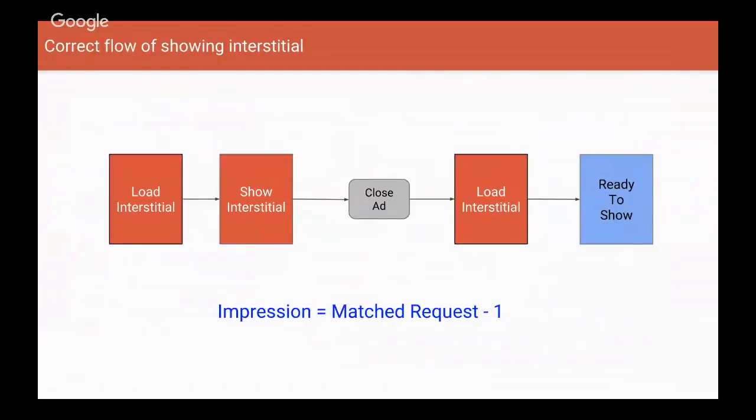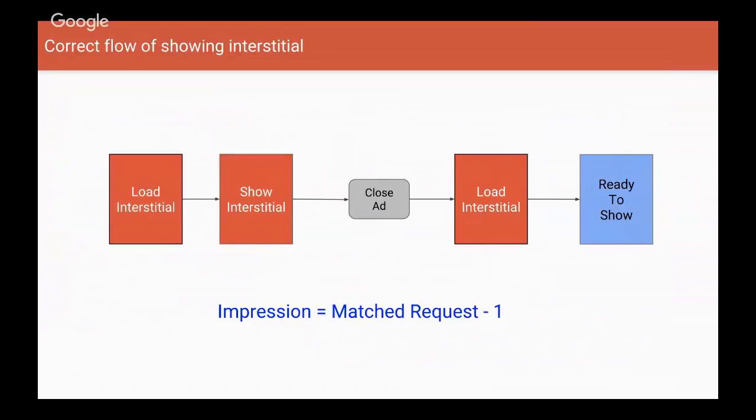Okay, so the correct flow of showing an interstitial is that you try to preload an interstitial. You wait for the right moment, then you show the interstitial, and you wait for it to be closed. After the interstitial is closed, you can try to load more so it's ready to show. So in the perfect case, the number of impressions should equal the number of match requests minus 1.